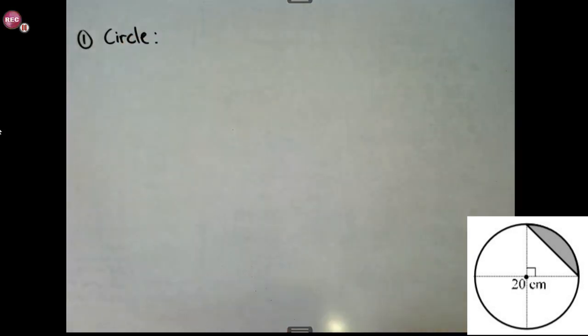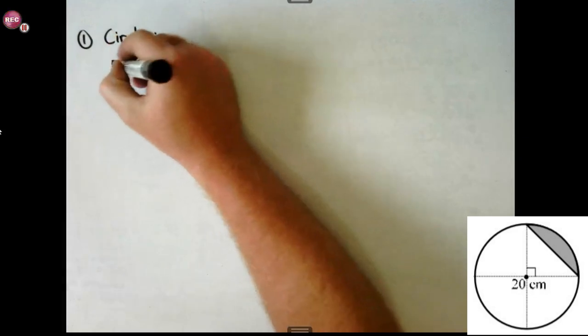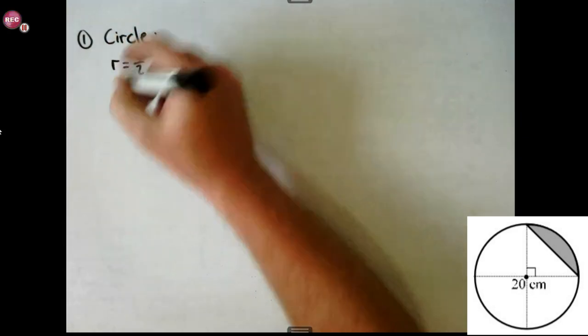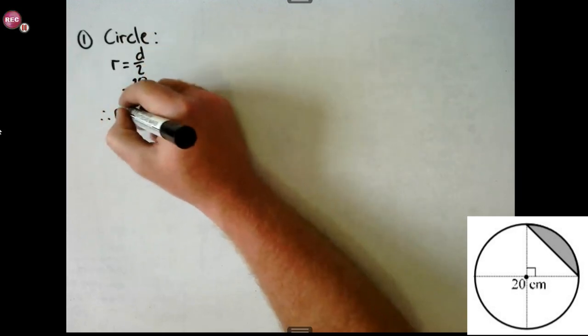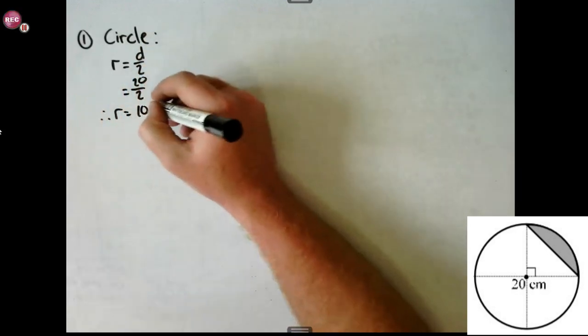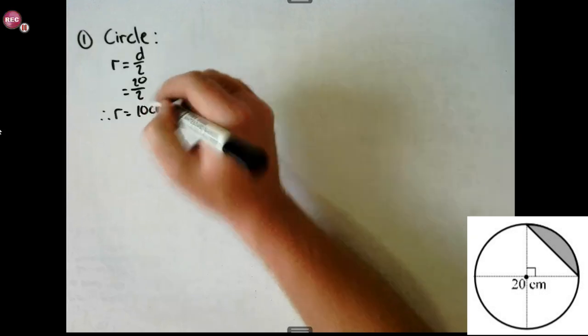For the circle they give you a diameter of 20. So we're going to calculate the radius by saying d divided by 2. So 20 divided by 2, and therefore the radius is equal to 10, and that would be centimeters.